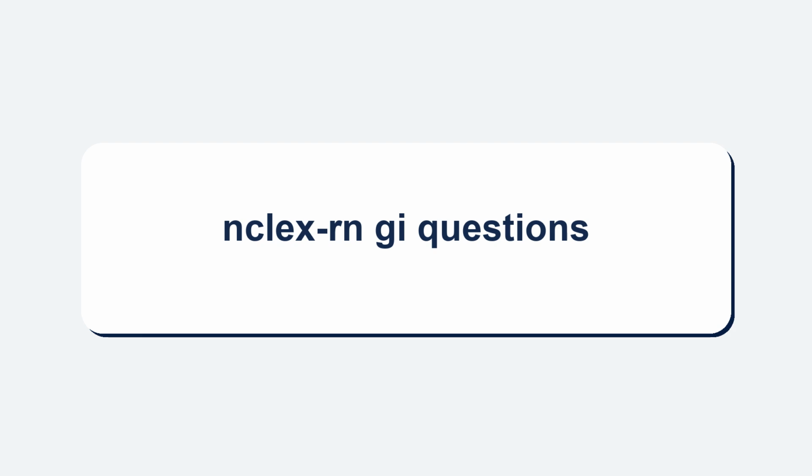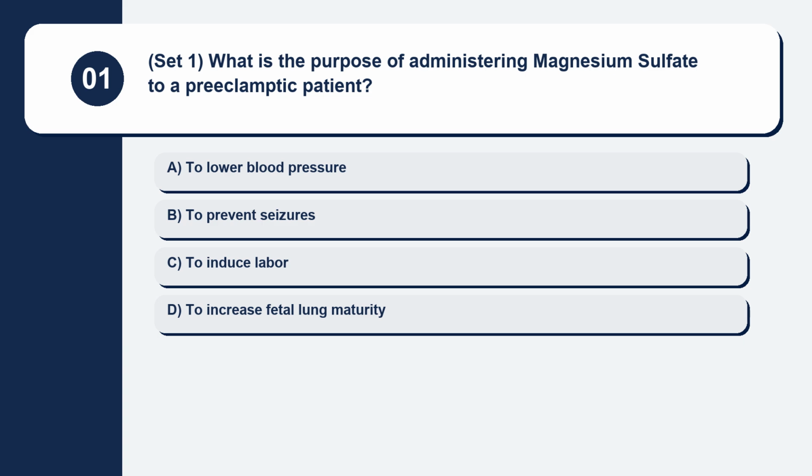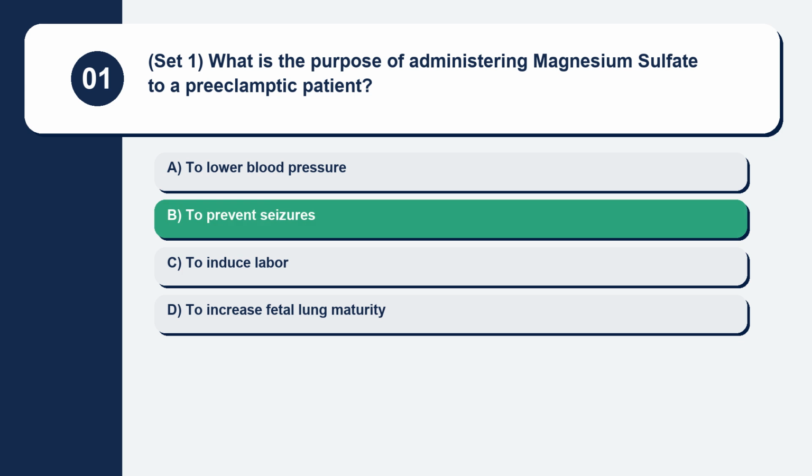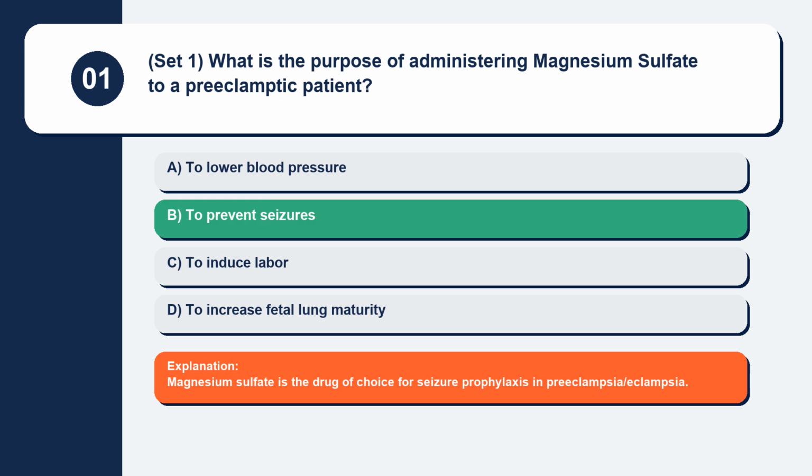NCLEX RN GI questions. Question 1. Set 1. What is the purpose of administering magnesium sulfate to a preeclamptic patient? To lower blood pressure, to prevent seizures, to induce labor, to increase fetal lung maturity. Magnesium sulfate is the drug of choice for seizure prophylaxis in preeclampsia/eclampsia.